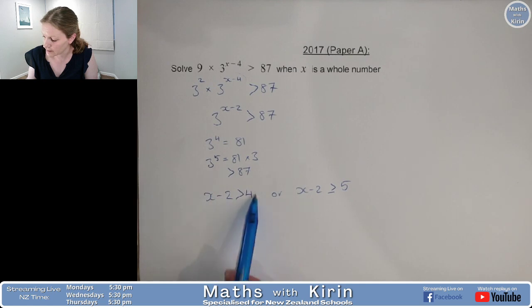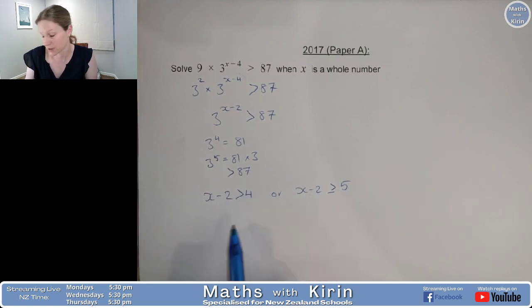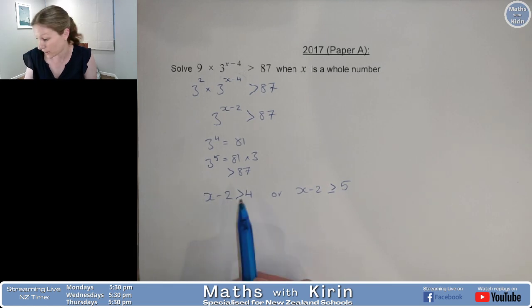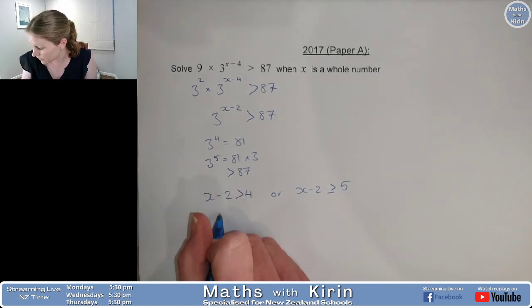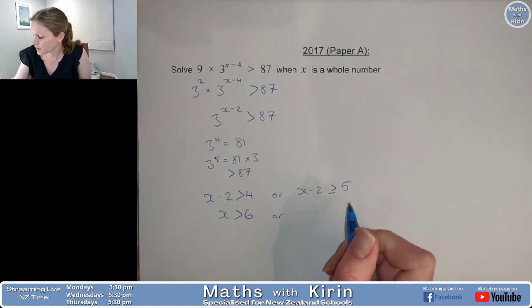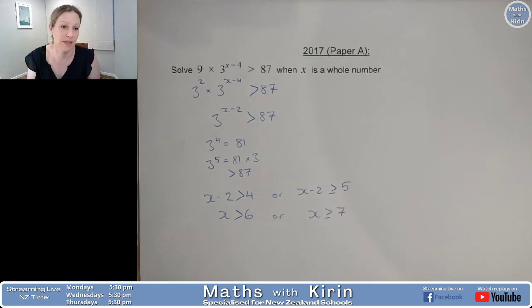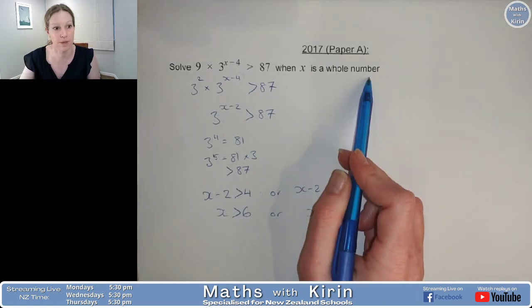Okay, so if we're solving this, you only need to do one of these, by the way. I'm just showing you, some people have a preference which one they do. You only need to do one. So if we have this, then x has to be greater than 6. Or if you've written this expression, x has to be greater than or equal to 7. They both mean the same thing because we're only dealing with whole numbers.